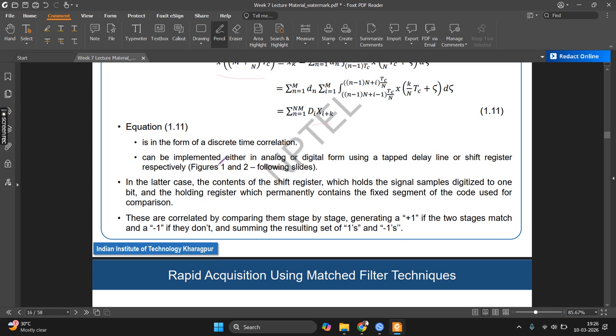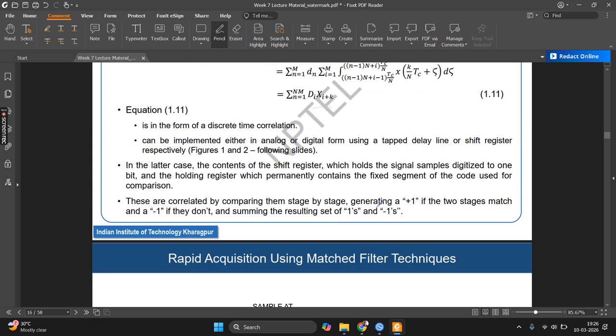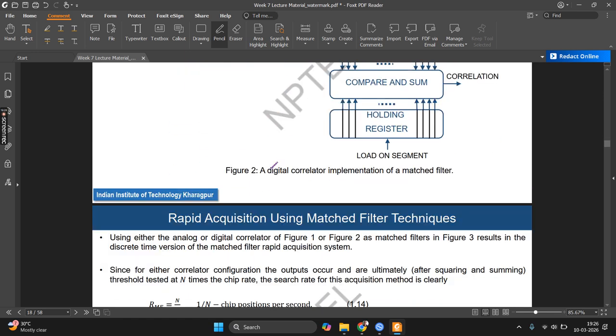So there is a shift register in which the signal samples will be stored, and another in which the code will be stored. Now they will be correlated, and of course if they match, the value will be maximum, it will cross the threshold, and you will say PN sequence acquisition is complete. So this is the diagram for this PN matched filter rapid acquisition technique.